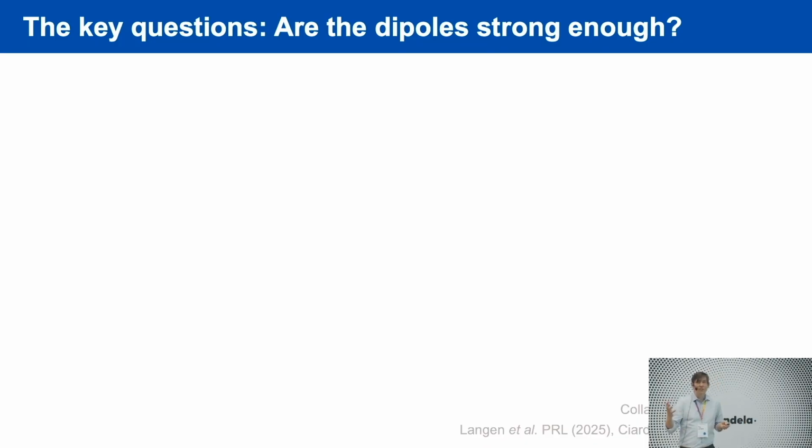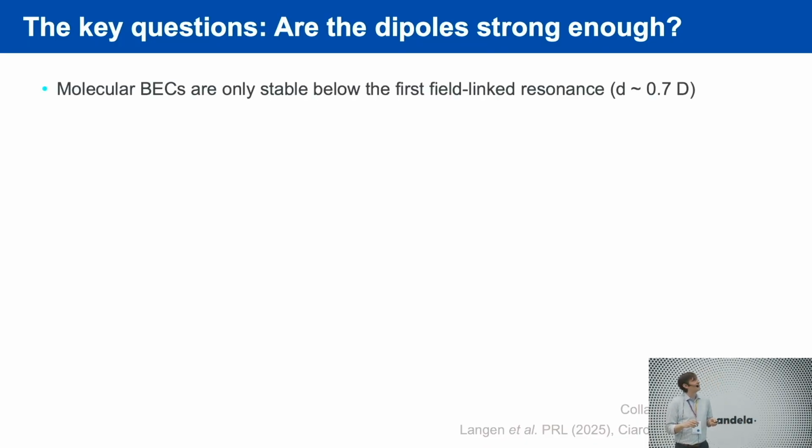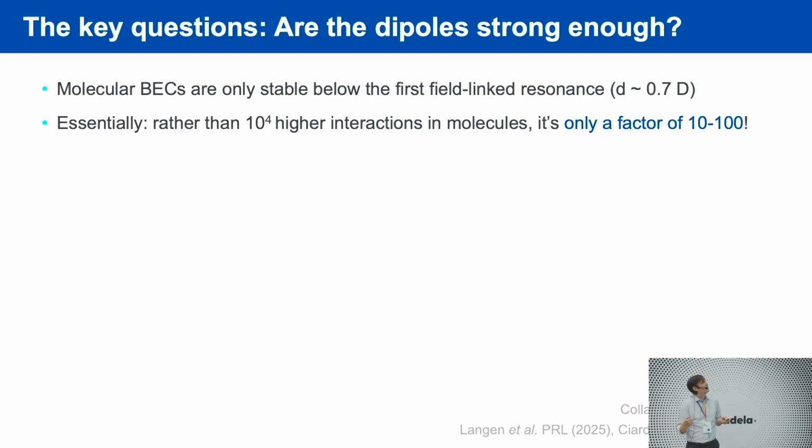But the key question again is, is the dipole strong enough? Because we have learned that dressing kills some of your microwave shielding, or also static field shielding kills some of your dipolar strength. The hard limit in the end, I guess, is the first field-linked resonance. You cannot go above this because you just get a lot of losses. So rather than this factor of 10 to the 4 that we always claim we're better than magnetic quantum gases, you end up maybe with a factor of 10 or 100, depending on the molecule you're working with.